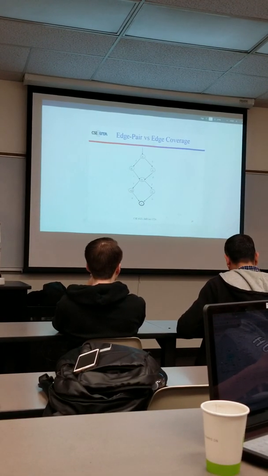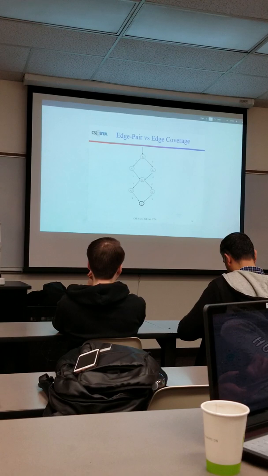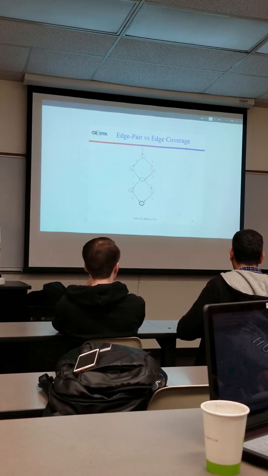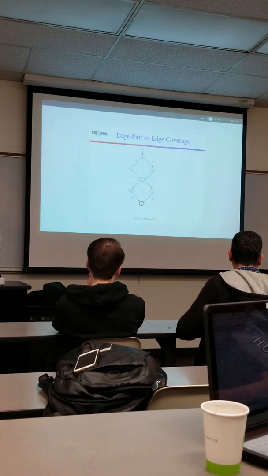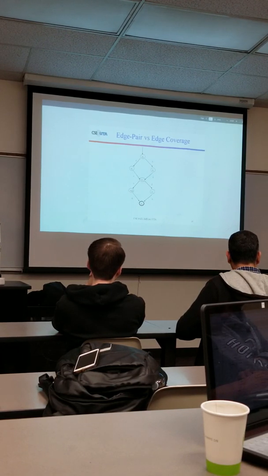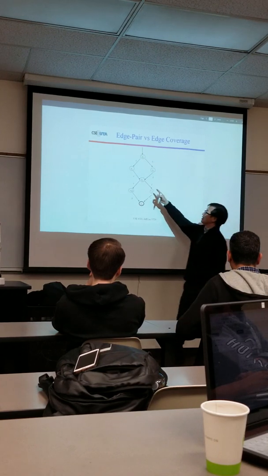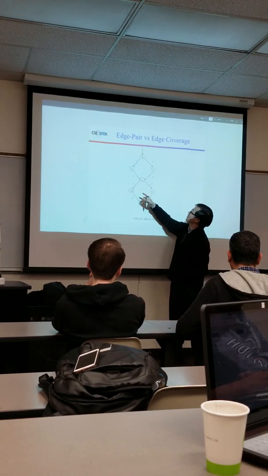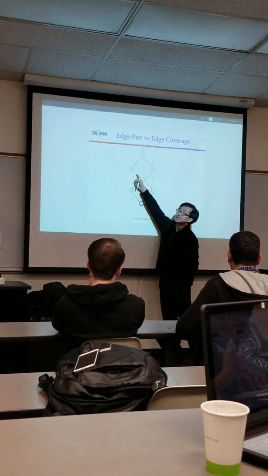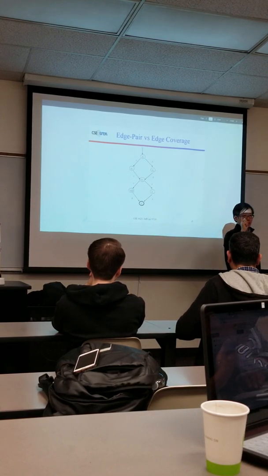Every path of length up to 2, would that achieve edge pair coverage? Why not? Can you? So I think it doesn't cover the path like A, C, F, and H. Right. So you basically see every reachable path of length up to 2, right?